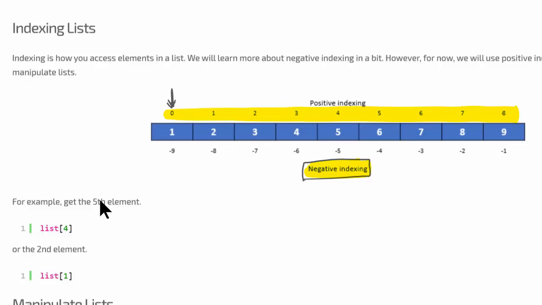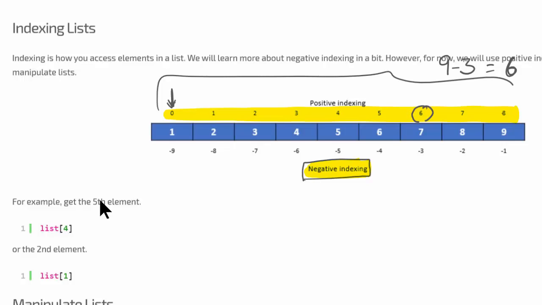If there was no negative indexing, the way to do it is to find out the length of the list. Say the length of the list is 9. So 9 minus 3 is equal to 6, right? So 6 would be the third element from the end. But with negative indexing, we don't have to do this. You can just simply say minus 3 and it gives you the third element from the end. That's called negative indexing. Simple, right?